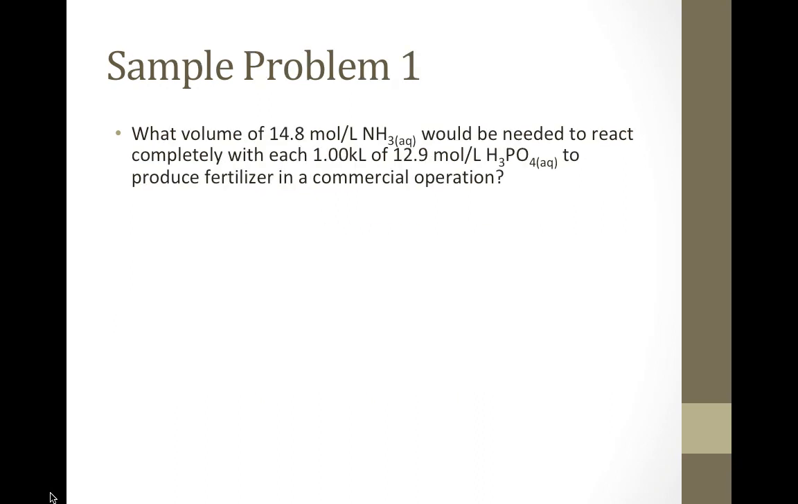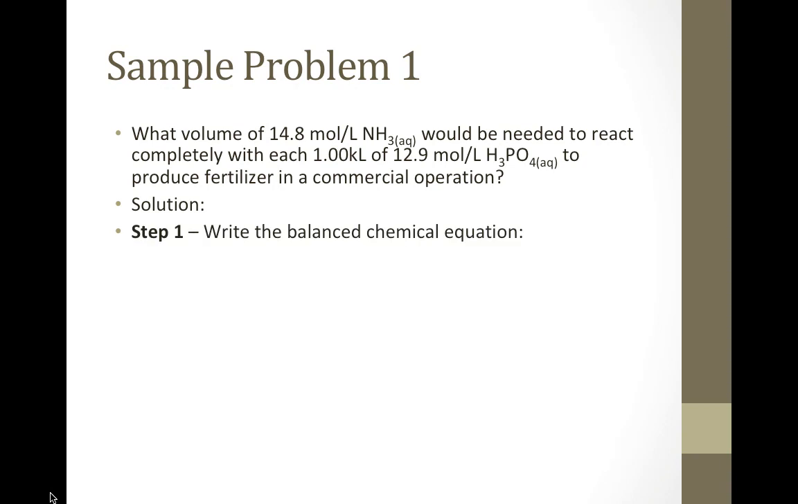Okay, so let's look at this sample problem and see if we can work our way through. So it says, what volume of 14.8 moles per liter NH3 would be needed to react completely with each kiloliter of 12.9 mole per liter H3PO4 to produce fertilizer in a commercial operation?